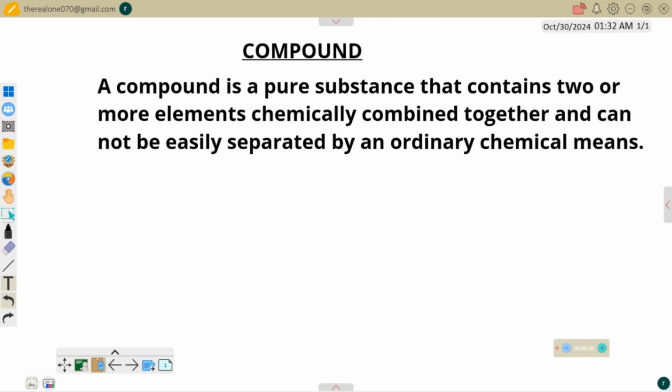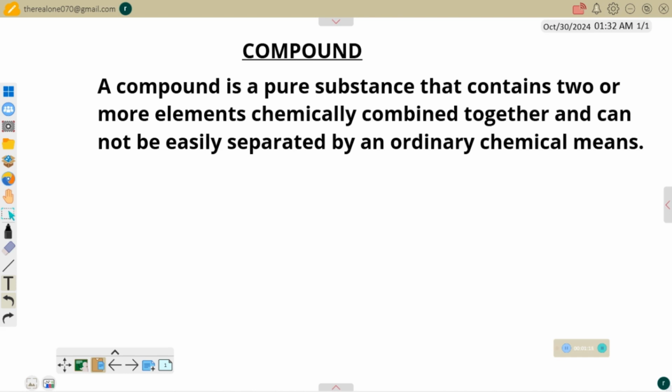From this definition, we will understand that a compound is not just only one substance. It contains two or more substances, which are called elements, combined together chemically. So when they are combined together chemically, they form one type of substance. That is why a compound is also pure, because these elements cannot just be separated by ordinary chemical means. It will take a long and very hard process to separate them.